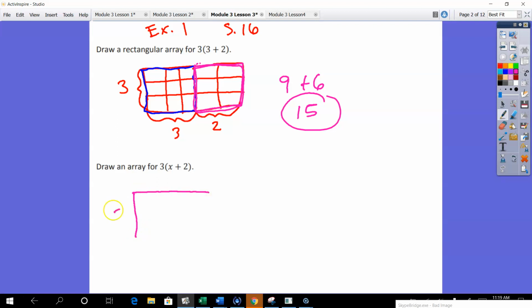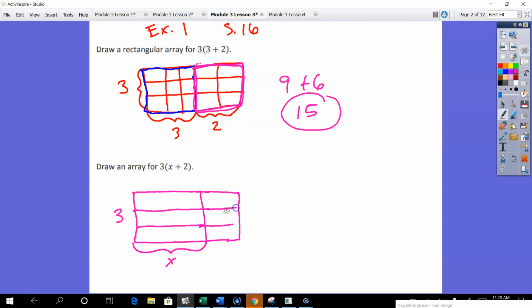Okay, so we still have the 3 on the outside. So we're going to have the 3 that we need to separate it into. And then x on the inside. We don't know how many x is, so we're just going to represent this as x. It could be smaller, bigger. The size is not of importance, it's just the representation. And then this would be 2, so we're going to need to split this in 2.